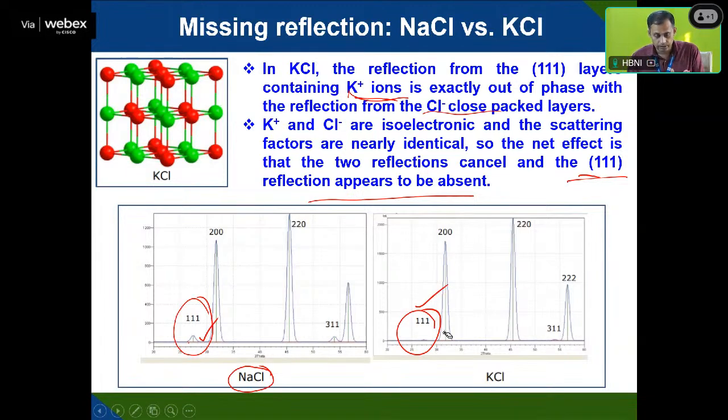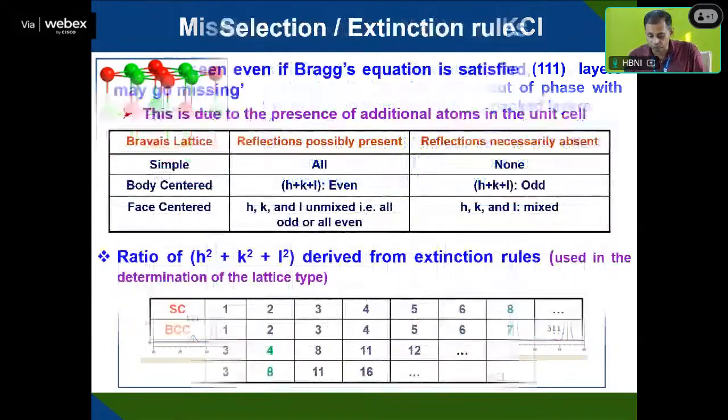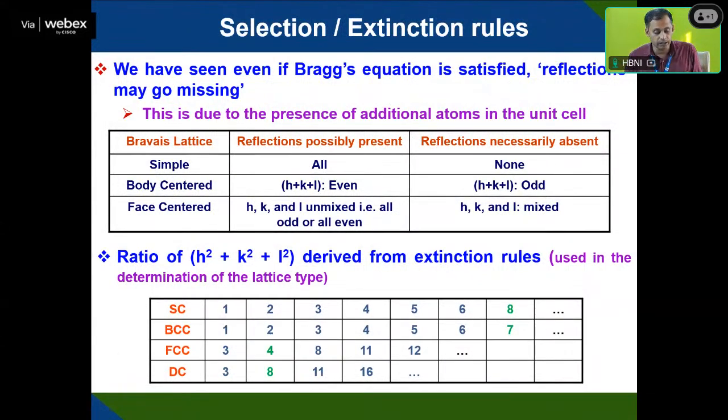So this is an example of the missing planes that we discussed, and whatever planes you are able to see depends on the selection rule or the extinction rule. So we have seen that even if Bragg's equation is satisfied, the reflection may go missing. This is due to the presence of additional atoms in the unit cell. Like in case of BCC with a center atom, we discussed molybdenum, but in case of KCl, we discussed how they are isoelectronic.